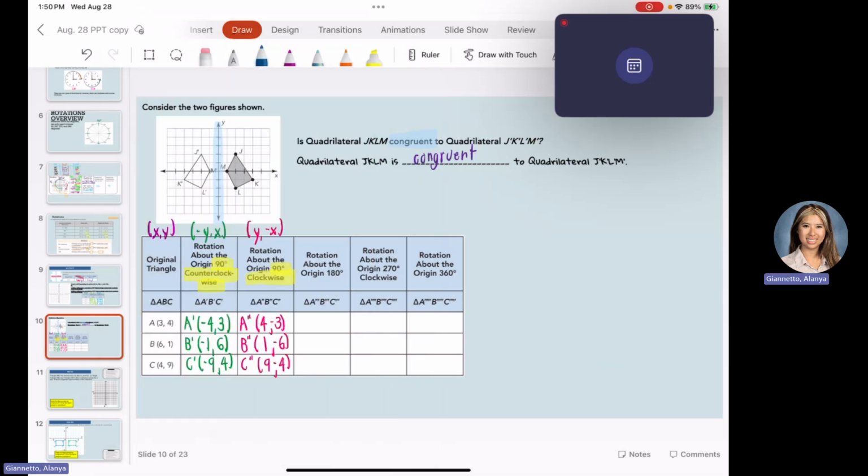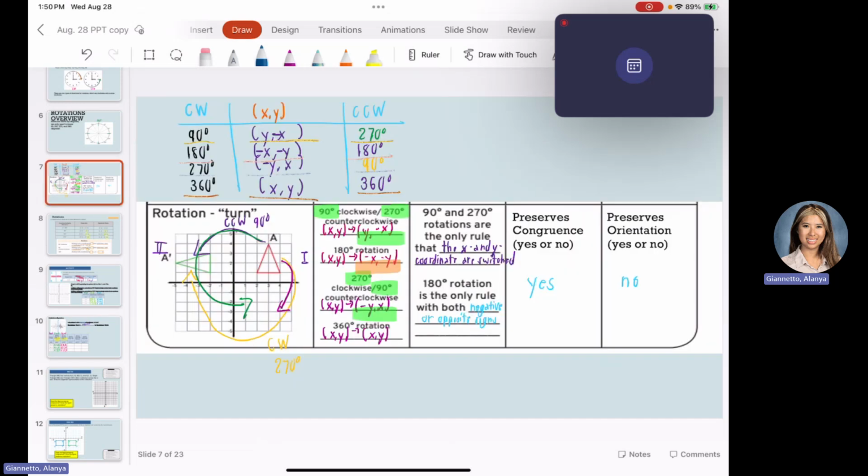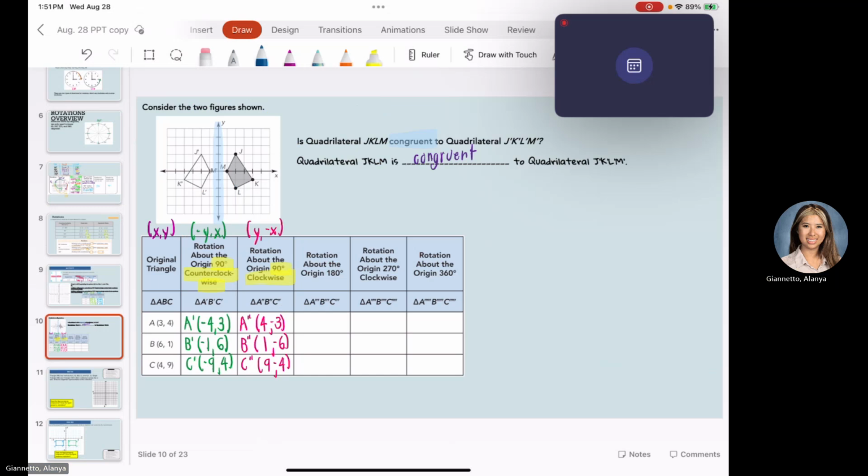Okay, so rotation 180 degrees, whether it's clockwise or counterclockwise, if we look back at the rule, we know is the same. It's negative x, comma, negative y. Okay, so A triple prime is going to be negative 3, comma, negative 4. B triple prime is going to be negative 6, comma, negative 1. C triple prime is going to be negative 4, comma, negative 9.